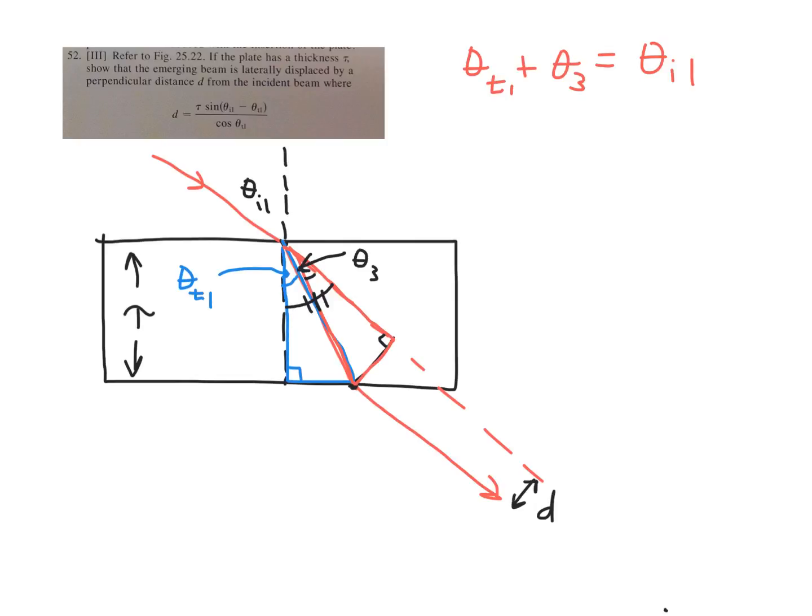In other words, those two small angles, theta T1 and theta 3, add up to the combined angle across from theta I1. Anyway, now what I want to concentrate on are the two triangles I have highlighted.